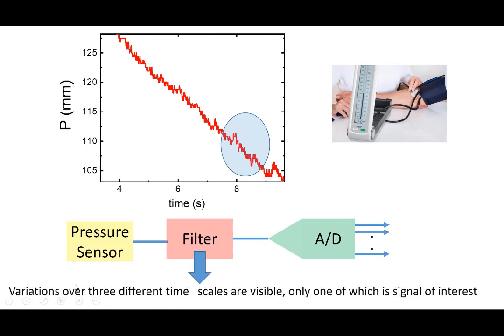So note that you can see variations over 3 different time scales. There is this slow pressure variation from 125 to lower here. Then there is a fast variation, which is the noise here. And then there is this periodic variation that I said is because of the systolic blood pressure and diastolic blood pressure, the pumping of the heart.